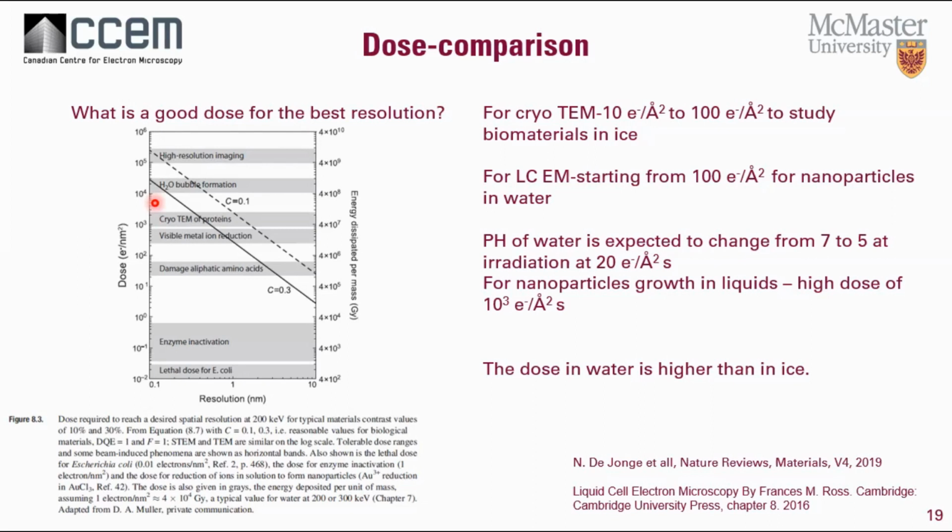Some typical numbers for doses in cryo-TEM range from 10 to 100 electrons per square angstrom. For example, the pH of water is expected to change from 7 to 5 with irradiation as small as 20 electrons per square angstrom per second. The dose in water is usually higher than the dose in ice because of the easier diffusion of the reactive species away from the irradiated region in liquid.